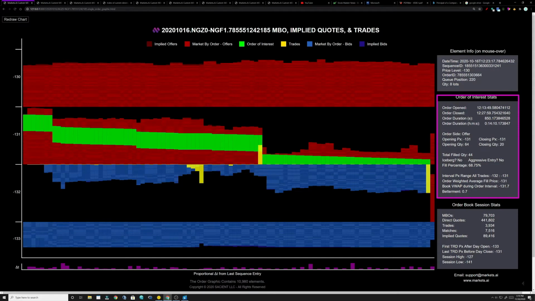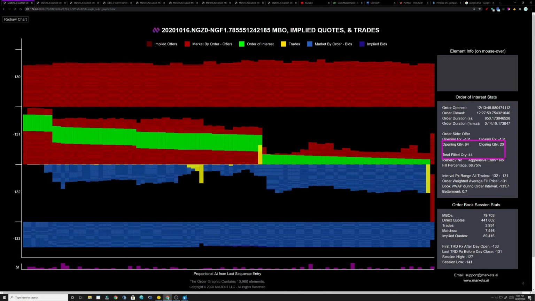So the order comes on at 12:13:49 p.m. on October 16th. And it lived for 850 seconds until 12:27:59, or 14 minutes and 10 seconds. It came as a 131 offered for a quantity of 64, which we already saw when we used the element info to hover over that first order of interest bar. And it went out with 20 remaining, so it was not completely filled.